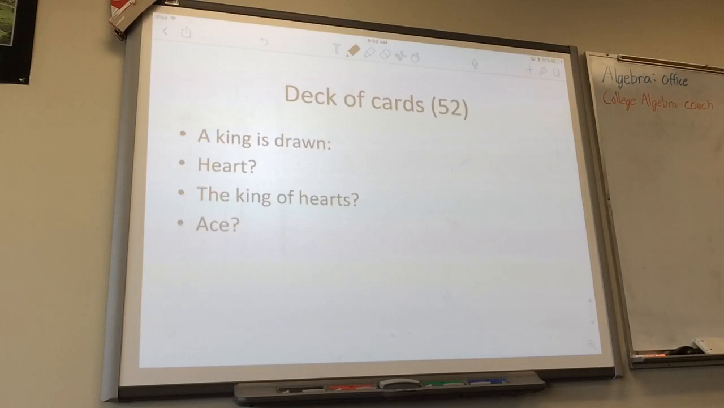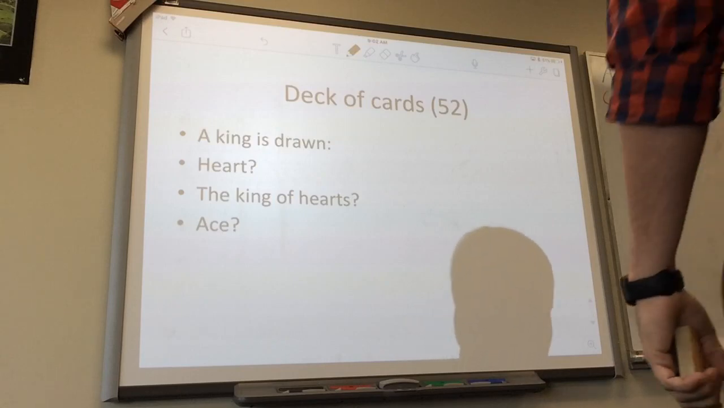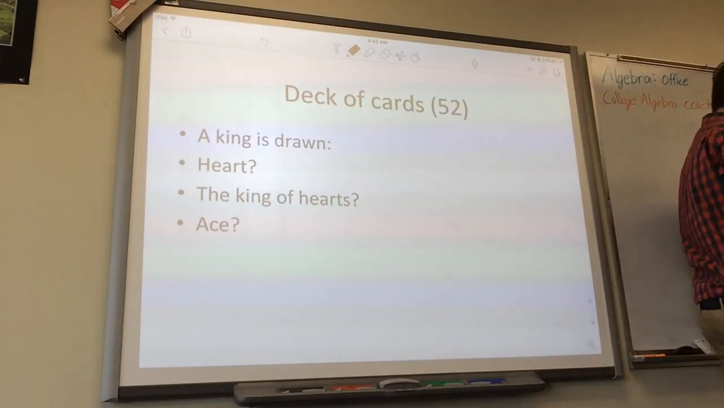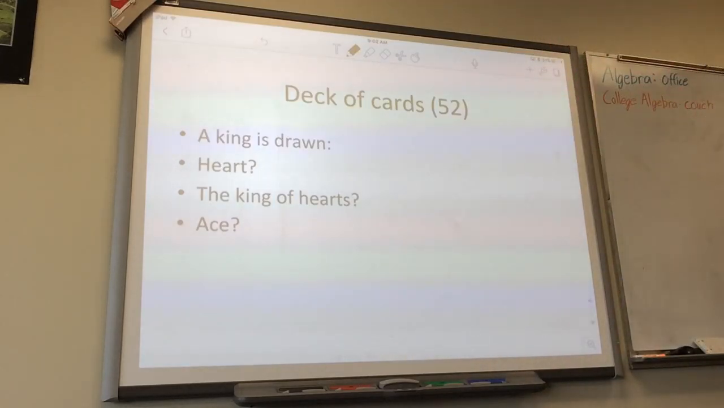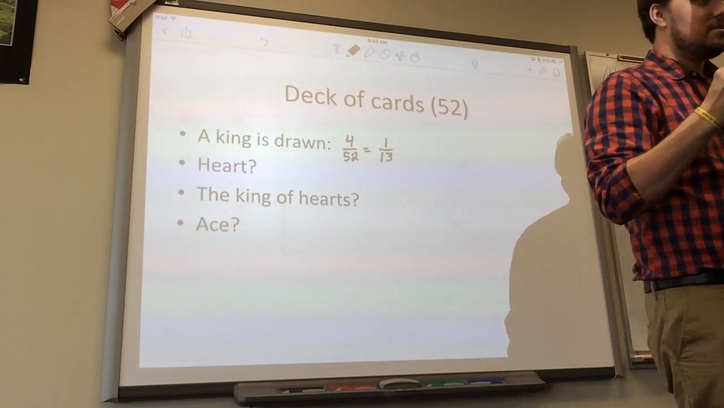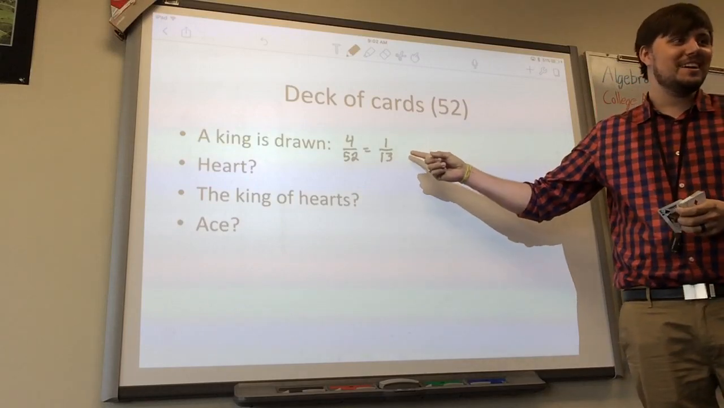4 out of 52, which does simplify. I draw a king. He got a king. Wow. There we go. So he had a 4 out of 52 probability, and that simplifies to 1 out of 13. Yeah, 1 out of 13. So he got lucky on that one. That is lucky if you got a 1 out of 13 chance.